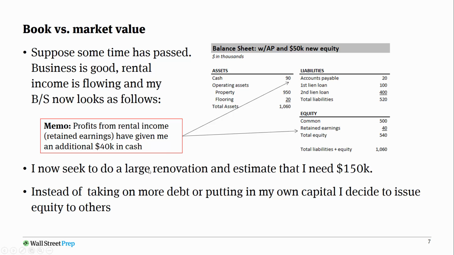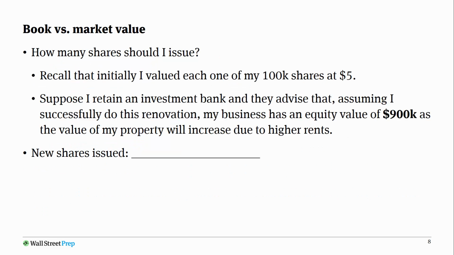I also now seek to do a large renovation, and I estimate that I need an extra $150,000. So instead of taking on more debt or putting in my own capital, I decide to issue equity to others. This is where it gets slightly more interesting. I want to generate more rental income, and the way to do that is a big renovation that's going to jack up rents. So how many shares should I issue?